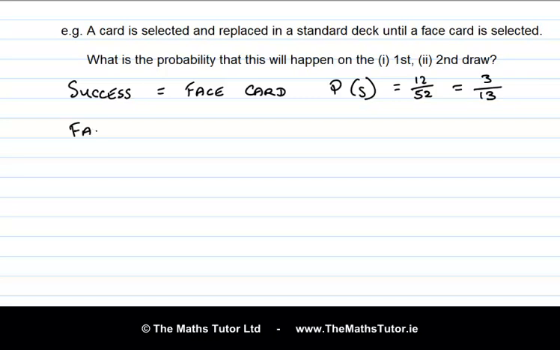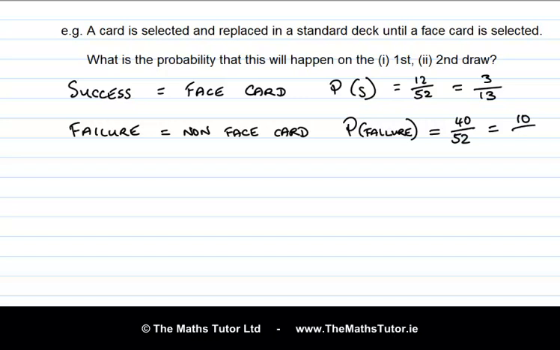Failure is to draw any other card. So the probability of failure, well, there are 40 non-face cards in the pack. That's 10 over 13. So now we can draw a tree diagram to represent the trials.